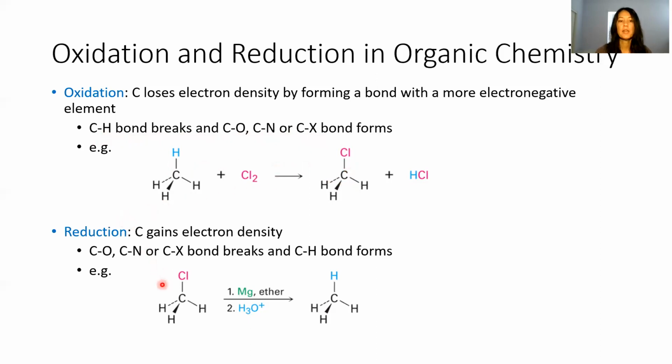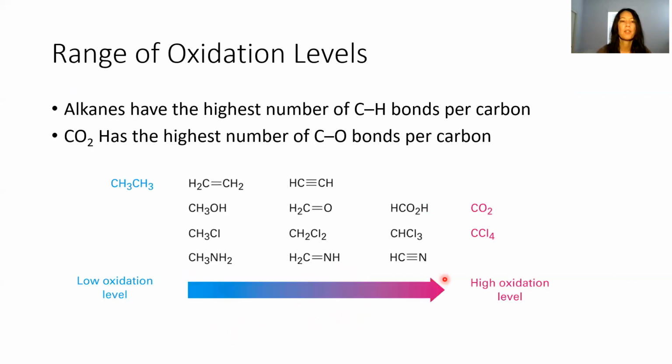So basically, say you start with a C-Cl bond and you go to a CH bond. In that case, carbon gains electron density. So you're going to break this bond. Here we're actually forming a Grignard reagent and then protonating the resulting carbanion to give this methane product. You break that C-Cl bond and you form a CH bond. So this is a reduction. So just be able to identify those.